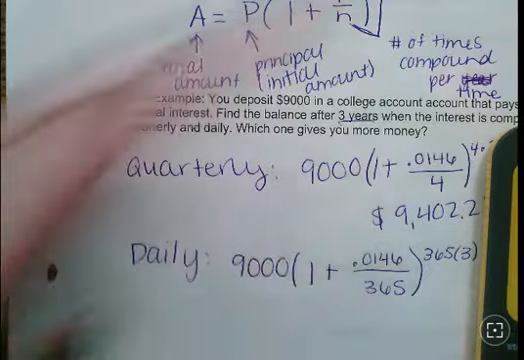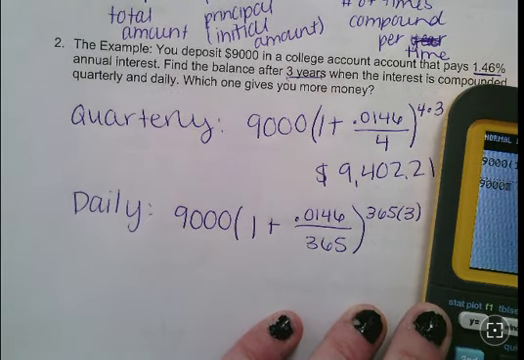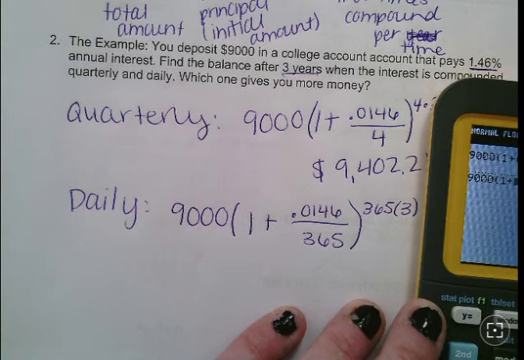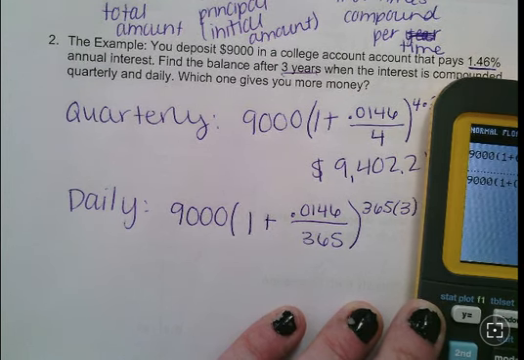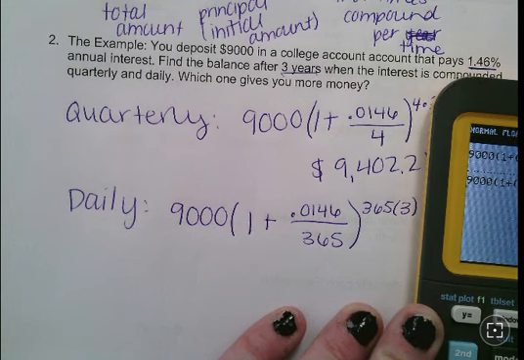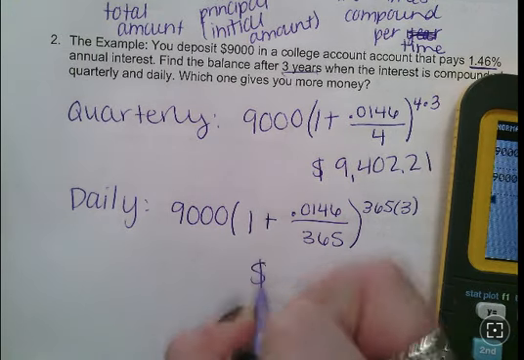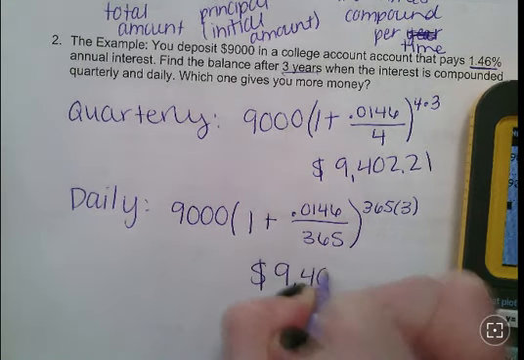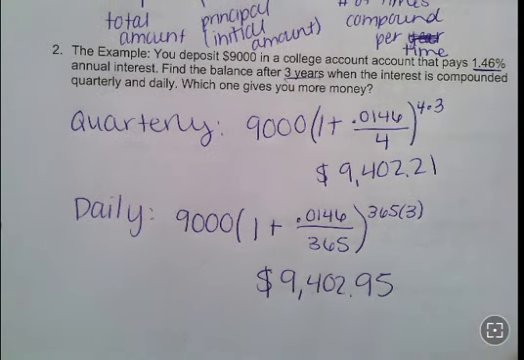Okay, so here we go. We've got 9,000 times (1 plus, parentheses, 0.0146 divided by 365) to the power of, oh, not x, sorry, 365 times 3. And that gives you $9,402.95. So you end up about the same here, okay?